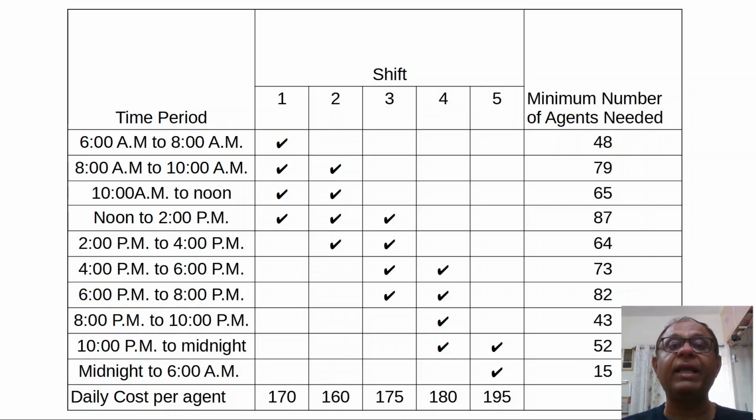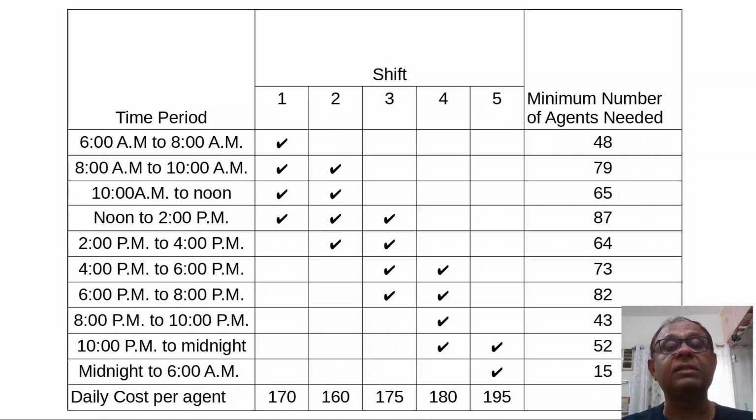The cost of hiring agents per shift is given in the bottommost row. If the agent comes in the first shift, he has to be paid $170 a day. If he comes in the second shift, it's 160. The third shift, it's 175. Fourth shift, it is 180. And fifth shift, it is 195.